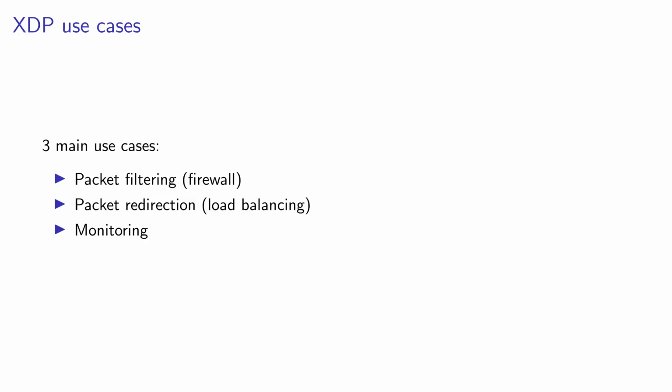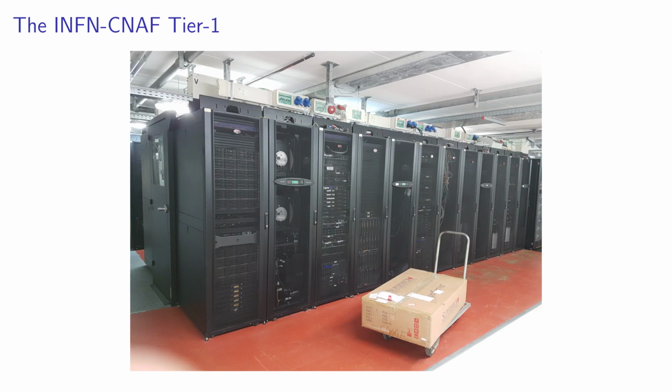There are three main use cases of XDP. Packet filtering, for example firewalls, packet redirection, such as load balancers, and monitoring. Currently, this technology is already used for load balancing by big corporations such as Meta and Cloudflare. At INFN CNAF, the Italian WLCG Tier 1 data center connected to the GARR network, we are experimenting with XDP. In fact, we have developed a proof of concept load balancer using XDP.